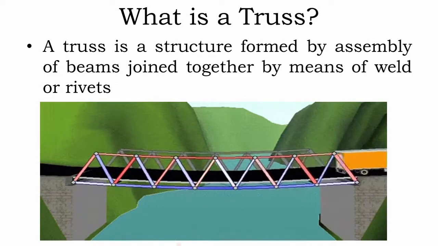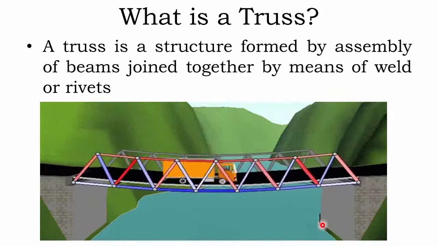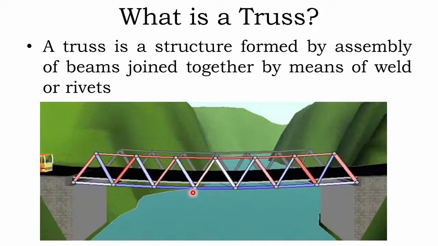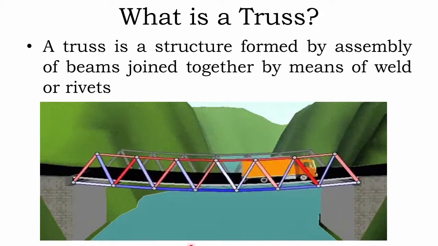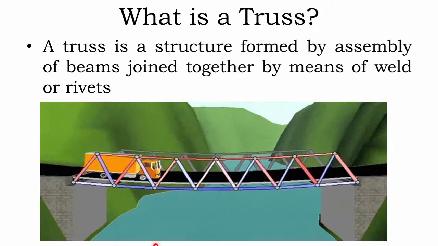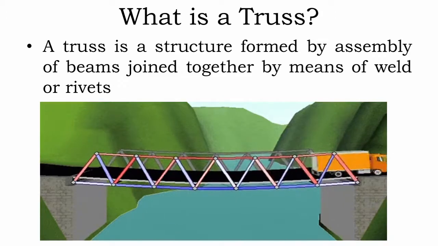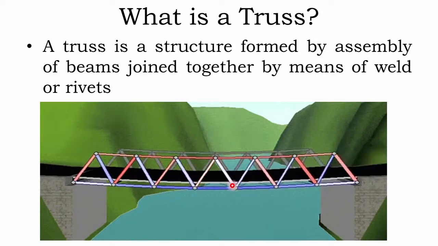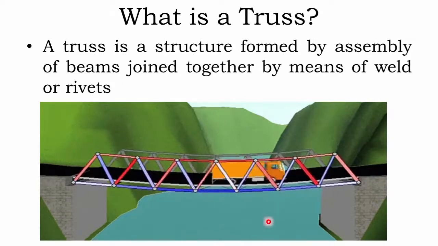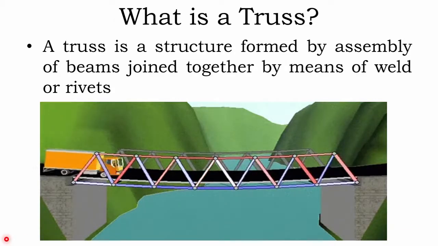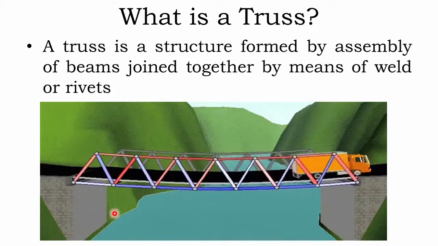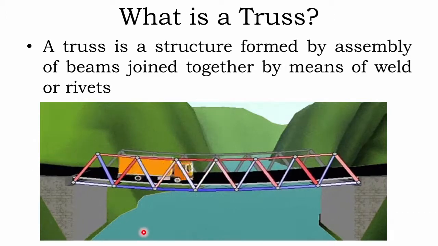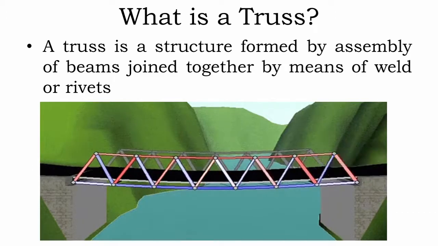The load is divided among the beams. They join together and take up the entire load. So that is the main function, the main requirement of designing and fabricating a truss. They combine together, take up more load, and distribute it among the members of the truss. Each element or each beam in a truss is denoted as a member.